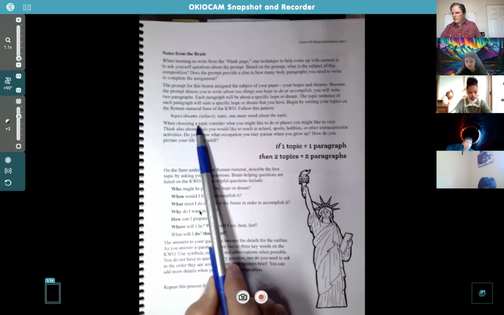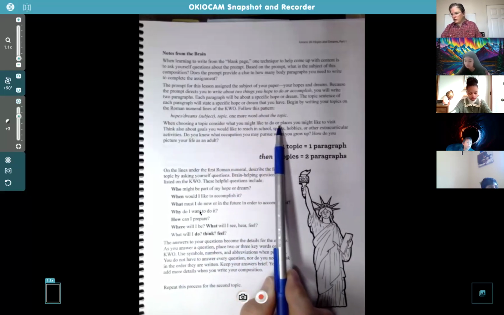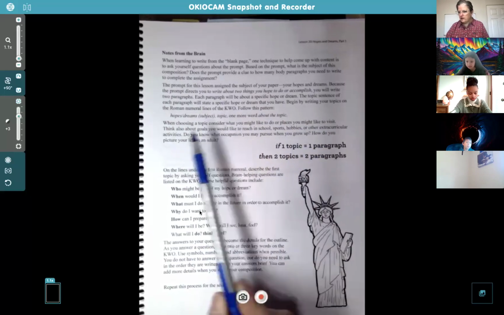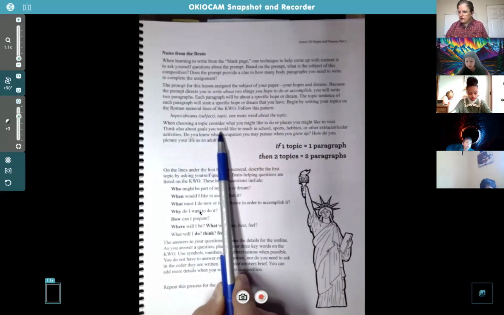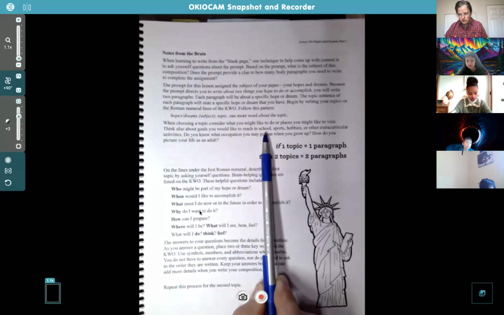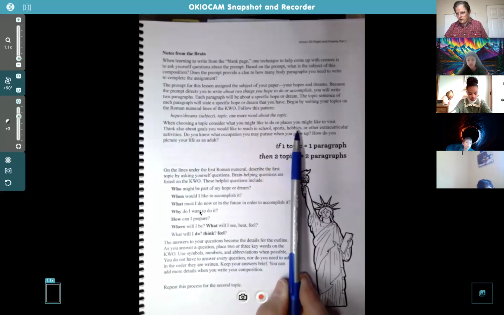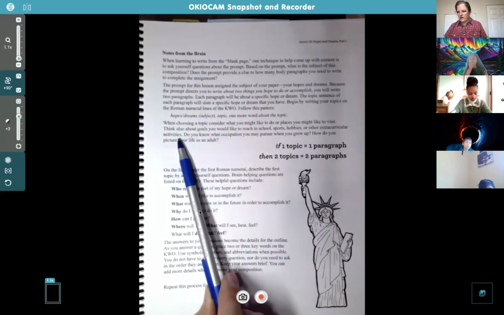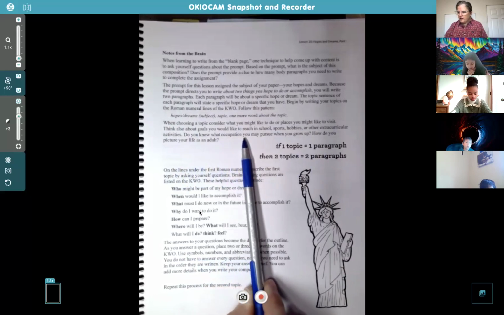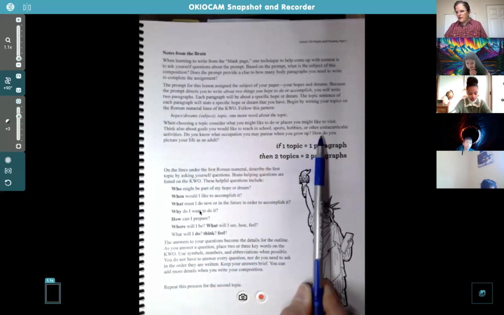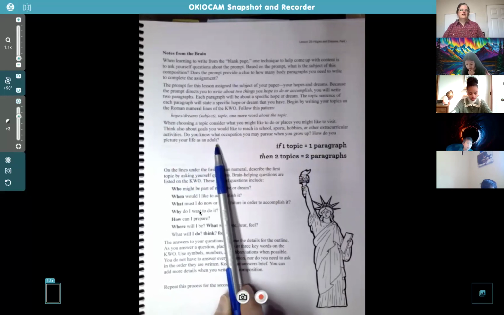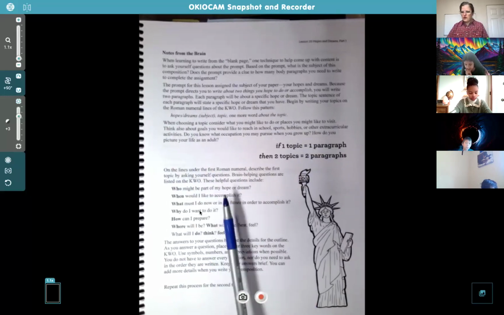When choosing a topic, consider what you might like to do or places you might like to visit. Think also about goals you would like to reach in school, sports, hobbies, or other extracurricular activities. Do you know what occupation you may pursue when you grow up? How do you picture your life as an adult? Those are some things to think about.